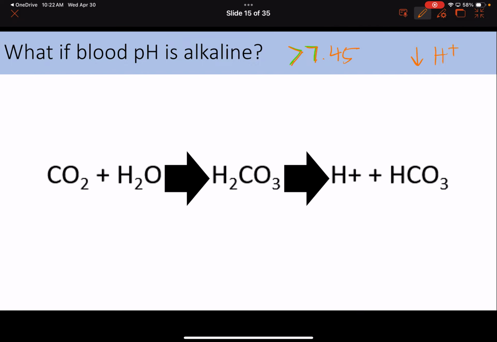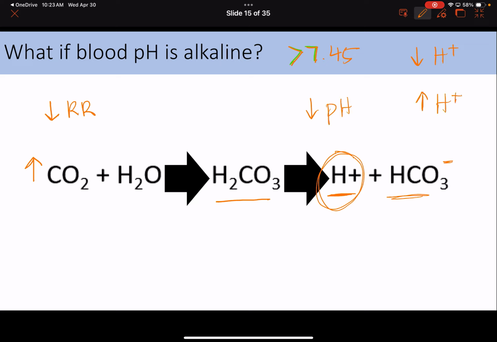To the right. So what we're going to do in response to that is we're going to lower our respiration rate. And if we slow down our breathing, we're going to be holding on to more CO2. So CO2 levels rise. We convert more of that with water to carbonic acid. And then that's going to dissociate into hydrogen ions and bicarbonate ions. But the important thing is that we're getting more of these hydrogen ions. More of those hydrogen ions mean a lower pH, and we can bring us back into that normal range of between 7.35 and 7.45.